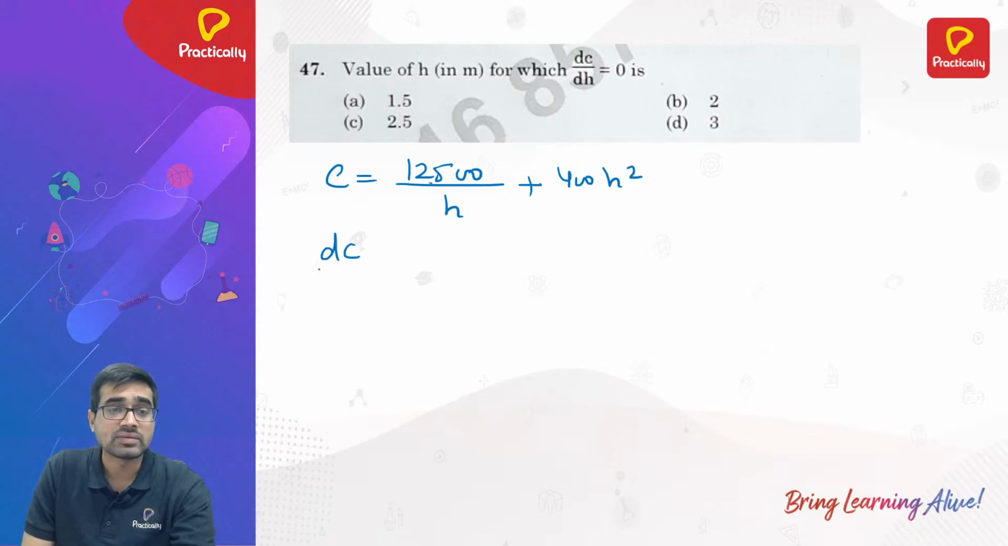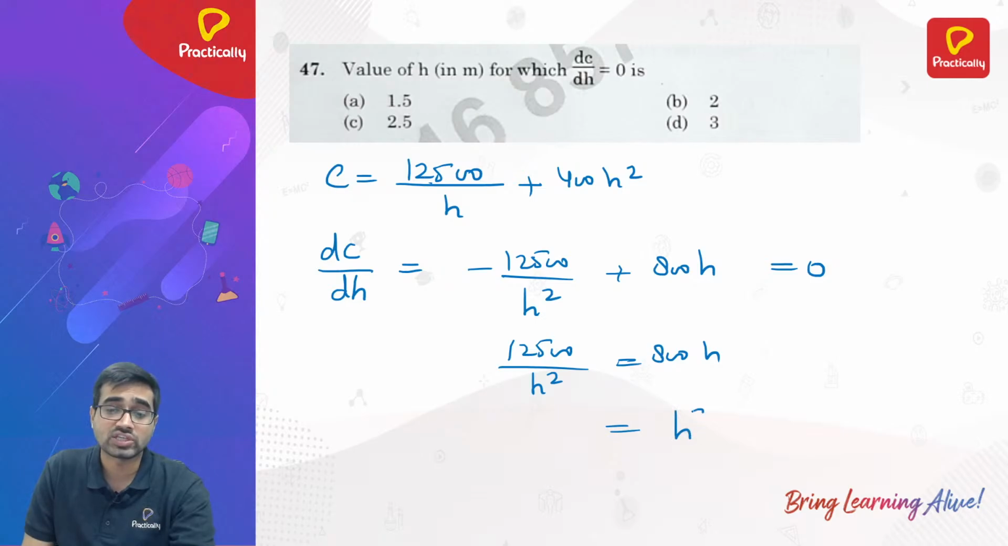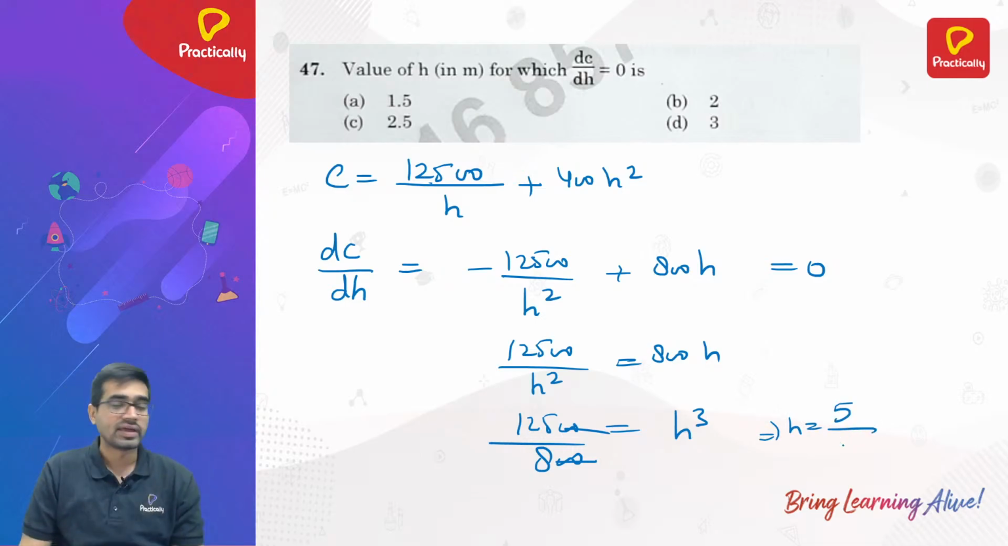You have to find dC by dh. So it will be minus 12500 by h square plus 800h. You have to equate it to 0. So just equate it. So 12500 by h square is equal to 800h. So h cube is 12500 by 800, 0 gone. So h is cube root of 125 by 8. Cube root of 125 is 5, and cube root of 8 is 2. So 5 by 2 is 2.5.